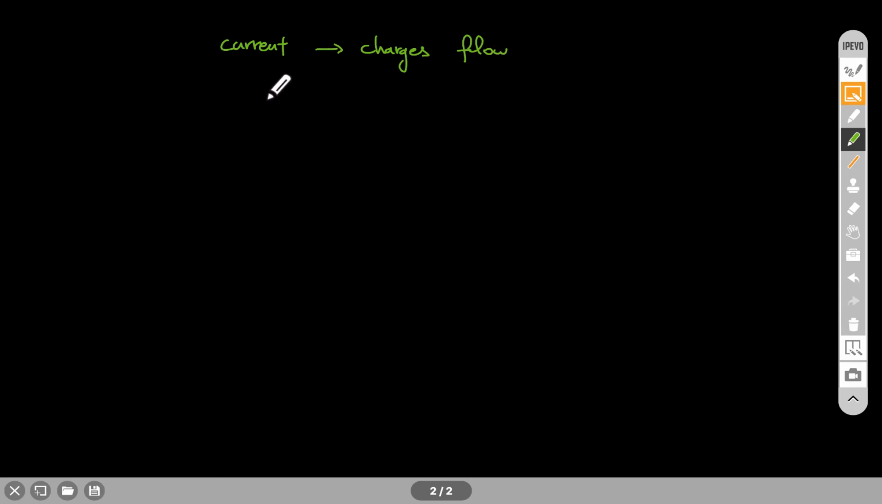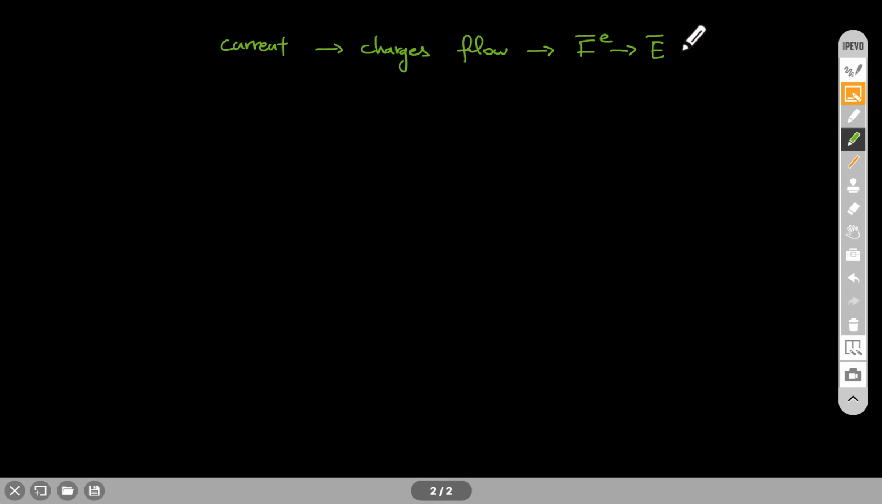Now, for charges to flow, I know that I need to have some force acting on them so that they can move. For the case that we are dealing with, the kind of force that we're talking about is electric force. And in order to have that, I need to have an electric field.